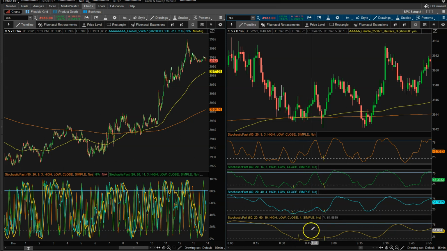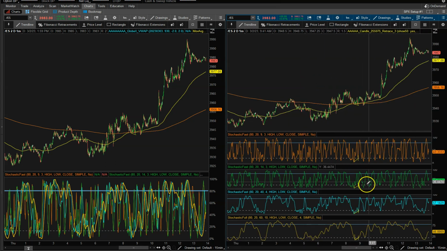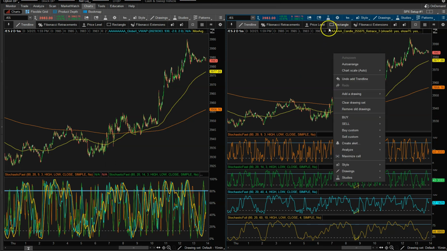Now, what's the difference between these and these? Well, there's divergence on these, right? Got divergence there, got divergence here, got divergence here, and you essentially have divergence here. And look at price, you have divergence over here.